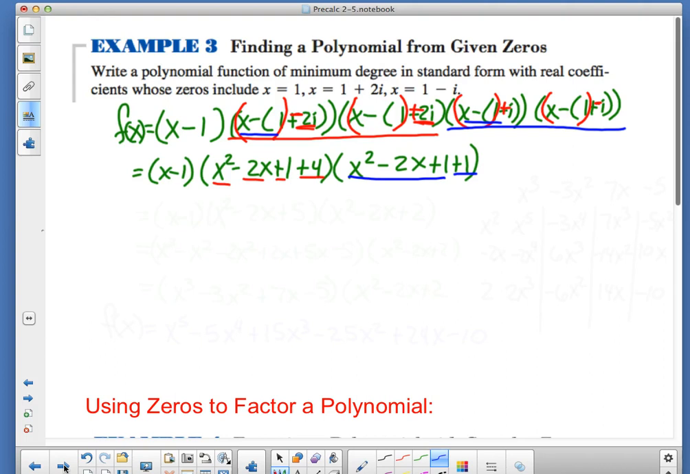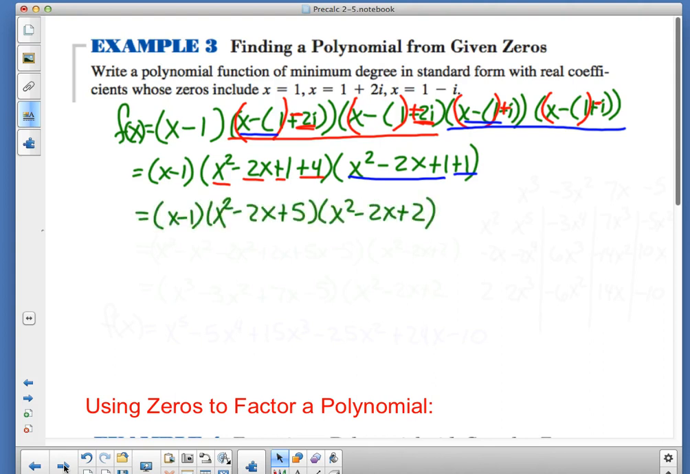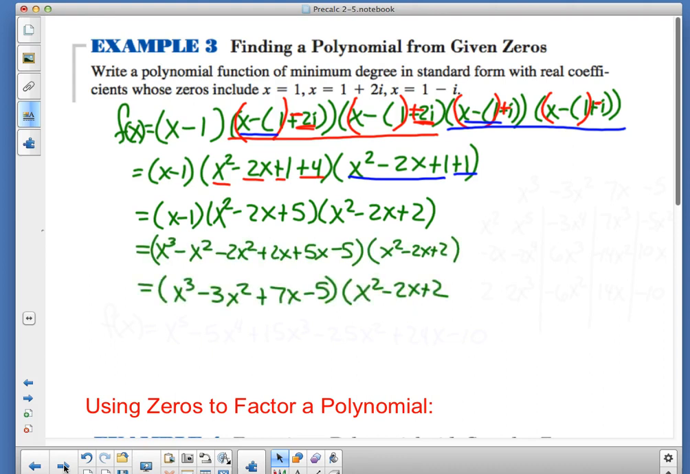After I do that, I combine the terms that were funky, and now I've got a quadratic times x minus 1. I set up my multiplication lattice for the next step. I got x squared minus 2x plus 2, and then I go ahead and get that done after I get to this spot. Did I just combine like terms? Oh, I combined my like terms, and I get that.